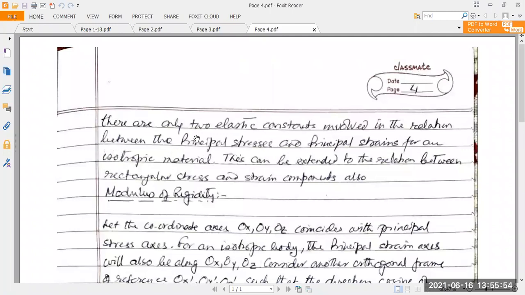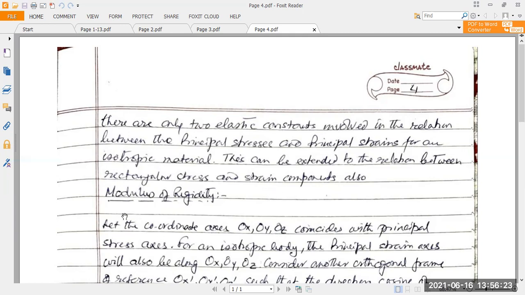There are only 2 elastic constants, the Lamé constants, involved in the relation between the principal stresses and principal strains for an isotropic material. And this can be extended to the relation between rectangular stress and strain components also. So out of 36, we are supposed to know only 2 elastic constants, lambda and mu.